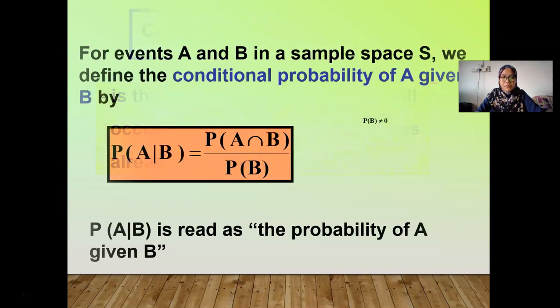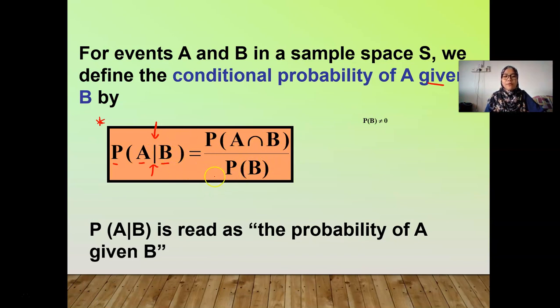So for events A and B in a sample space S, we define the conditional probability of A given B by this formula. So you have to memorize this formula. This vertical line we call as given that. So how do we read this? Probability of event A given that B already happened is equal to P(A intersect B) over P(B).